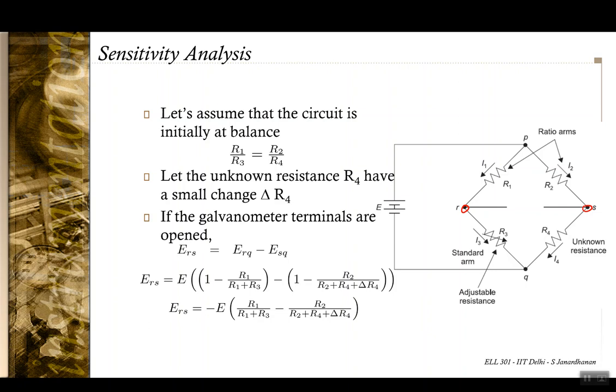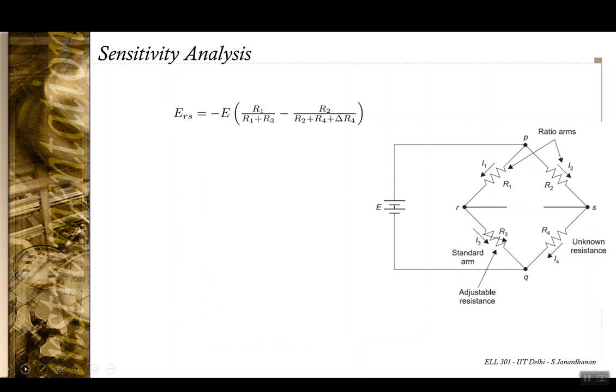Now, if the galvanometer points are opened, this ERS would be ERQ minus ESQ, or that can be written in this manner. It can be simplified, and you will get ERS to be this expression. However, this expression seems a little complicated. However, there is a way to simplify this.